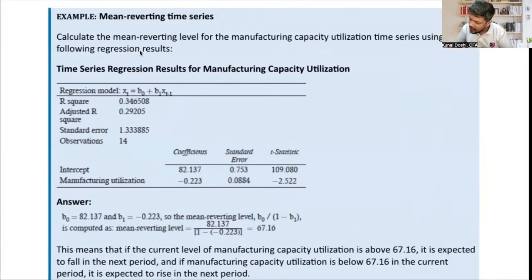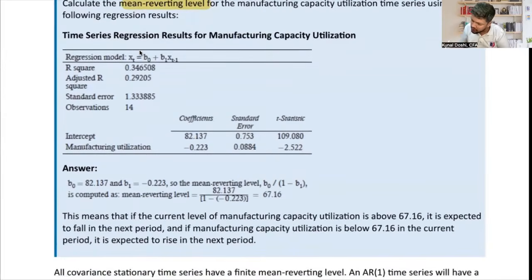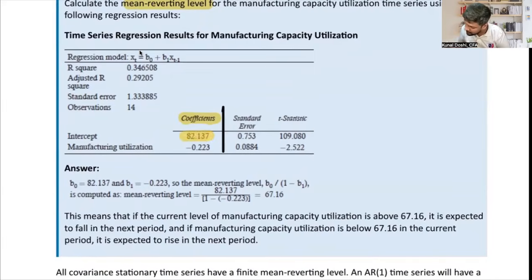So how to use this? See here, calculate the mean reverting level for all this data. They have given us the information. I have the coefficients here, right? I need B0 and divide by 1 minus B1. So I will use B0 divided by 1 minus B1. If I use that, I get a mean reverting level. This should be the outcome. Now, if the outcome is greater than this, then it will decline. If it is less than this, then it will increase.